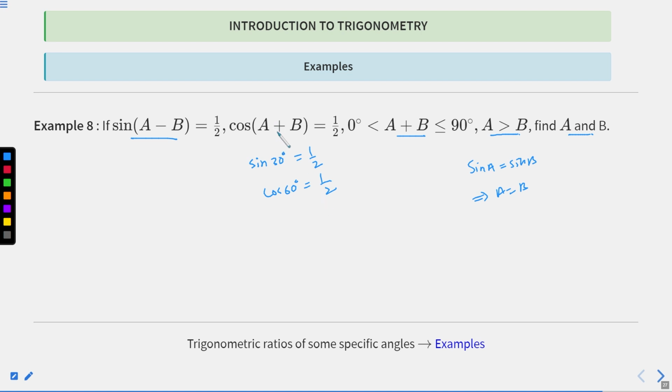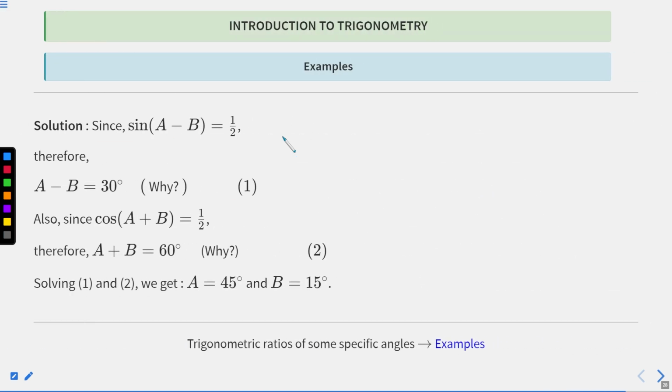So here we get cos of a plus b is equal to cos of 60 degree, and we know if cos a is equal to cos b, then it implies a equal to b, that we have proved in our previous section. So cos of a plus b is equal to cos of 60 degree, and it implies a plus b is equal to 60 degree. So we get two linear equations. Then by solving these two linear equations, we get the value of a and b. So a is equal to 45 degree and b is equal to 15 degree.